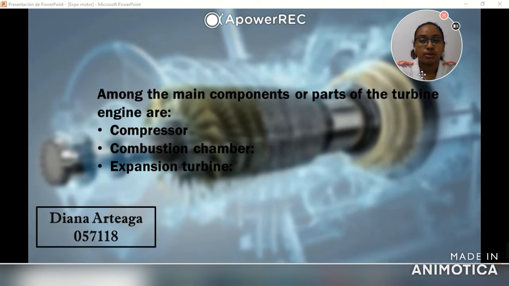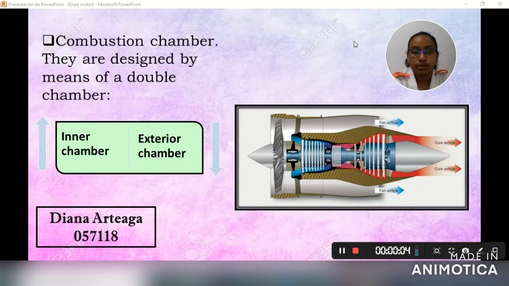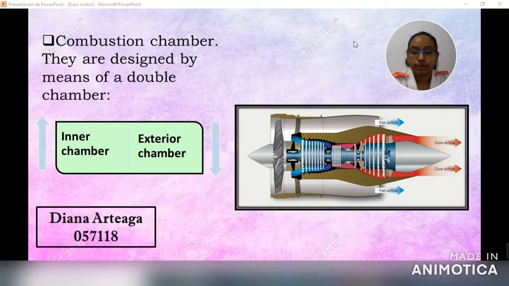The higher the combustion temperature, the greater the power that we can develop in our turbine. That is why the design of the combustion chambers is focused on supporting maximum temperatures higher than 1000 degrees centigrade. A ceramic coating also prevents the heat produced from damaging other parts of the turbine that are not designed to withstand such high temperatures. They are designed by means of a double chamber.